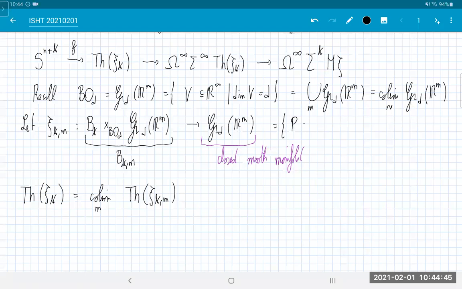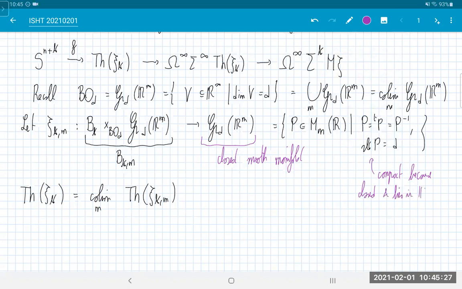Because remember, another way of describing this are orthogonal projections of rank D. And it is easy to see that it is compact, because it's closed and lies in, I don't know, the ball of norm smaller than some big N. So this indeed, it's a closed smooth manifold. It's a smooth manifold because I gave you charts back in the day, and they were indeed smooth charts, and it's closed because it's compact.